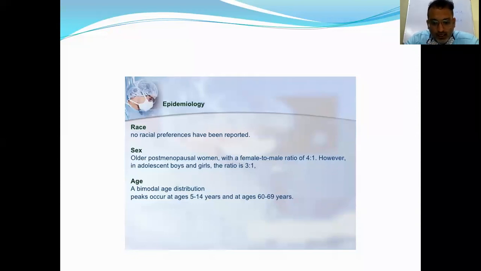Okay. And children are also more prone, and in children, boys and girls, the ratio is 3:1. So in adults, females are more prone; in children, males are supposed to be more prone. Okay. Bimodal age distribution with peaks occurring around 10 to 14 years and 60 to 69 years. Why this bimodal age distribution: young children are very playful, so they might get injured around these years, and in old age, due to post-menopausal osteoporosis, as I told you, they might get injured.